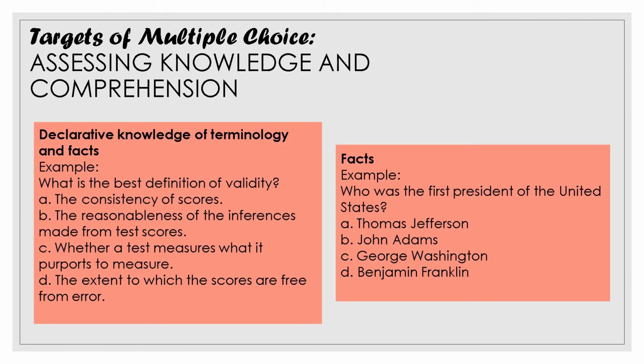Here are the targets of multiple choice items. First, assessing knowledge and comprehension. Declarative knowledge of terminology and facts are effectively assessed in these items. This usually seeks a definition, as you can see in the example. For facts, it uses the four W's: what, where, when, and who in writing the stem, as you can see in the example.